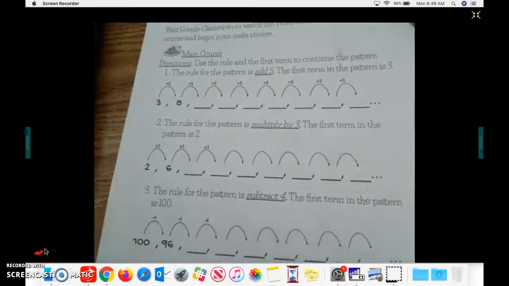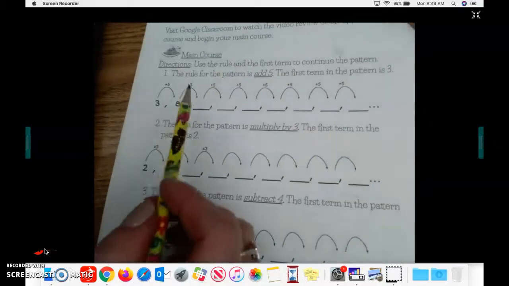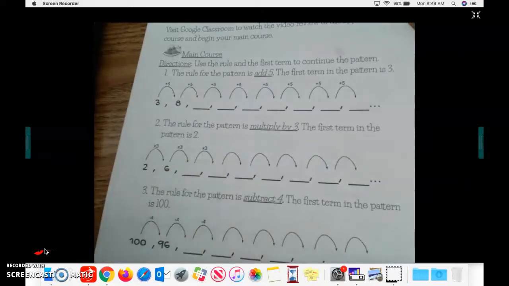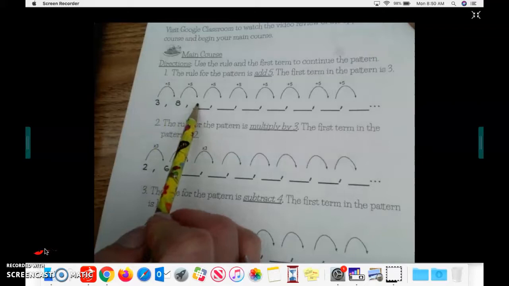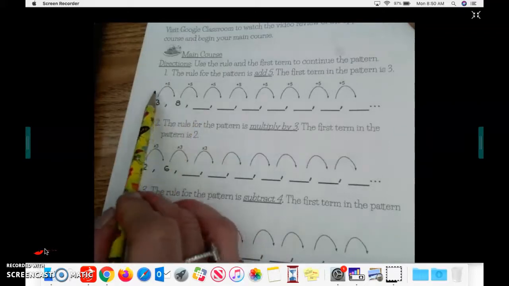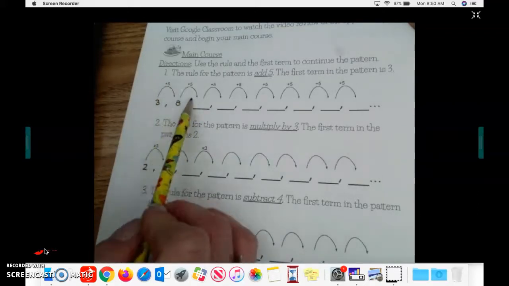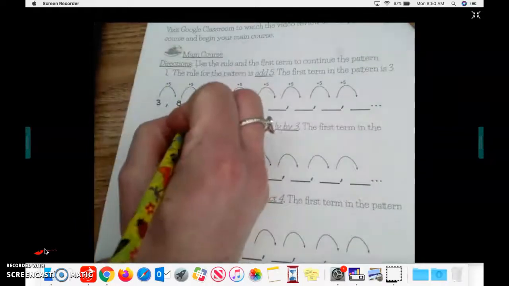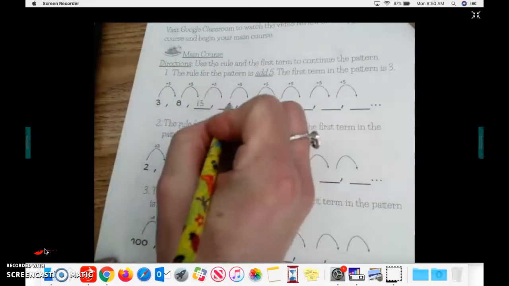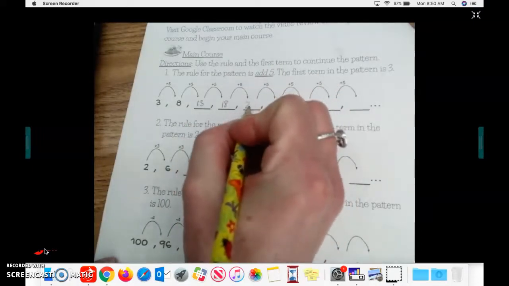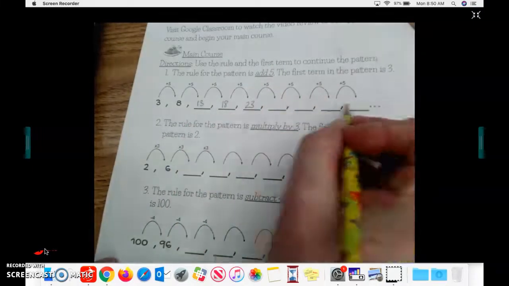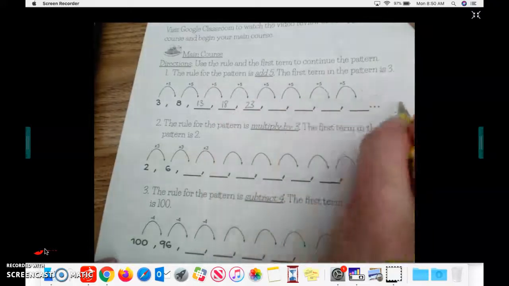For patterns this week, the first thing that you're going to do is identify the rule. So you're going to see here that the rule is actually identified for you, and it's telling you that each time you add a new number, you're going to add 5. So 3 plus 5 is 8. 8 plus 5 is 13. 13 plus 5 is 18. 18 plus 5 is 23. And then I would keep going. Go ahead and continue that pattern, adding 5 each time.